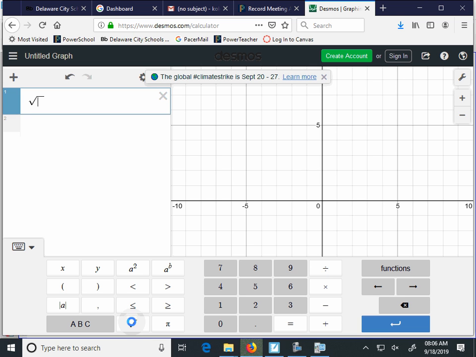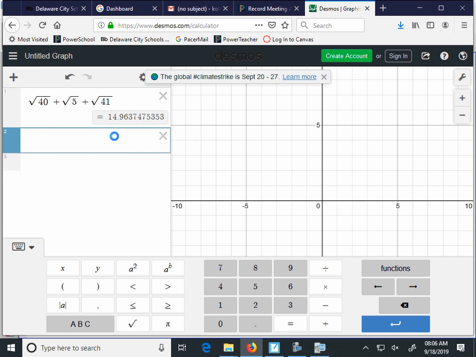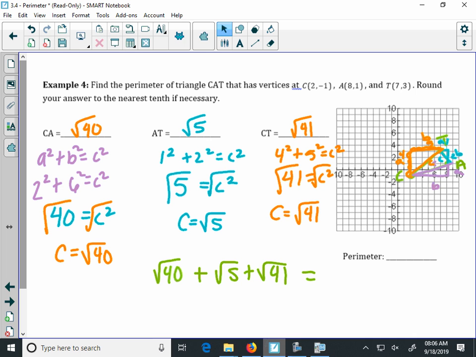Okay? Radical 40. Make sure arrow out. Plus radical, what is it? 5. And arrow out. Okay? Plus radical 41. And our answer is, what did the directions say to round to? The nearest 100.